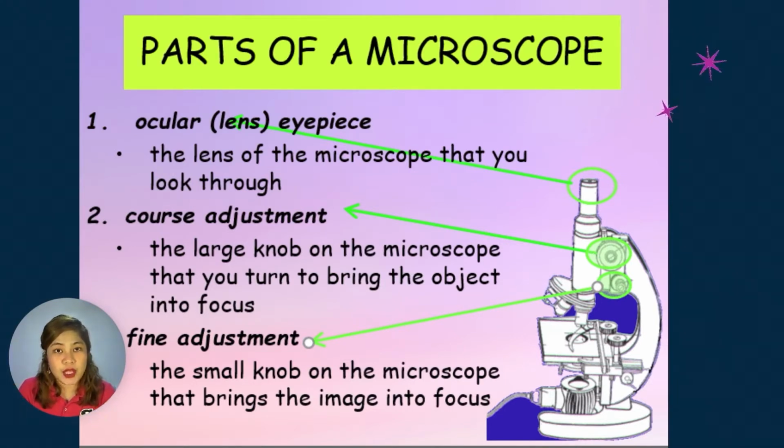Before we can magnify the microorganism, we can actually see the clear image of the microorganism. We need to use first the coarse adjustment knob. If it is clear enough, then we can use the fine adjustment knob. So where is the fine adjustment knob? There it is. It is the smaller knob on the microscope that brings the image into focus. So it makes the image clearer.